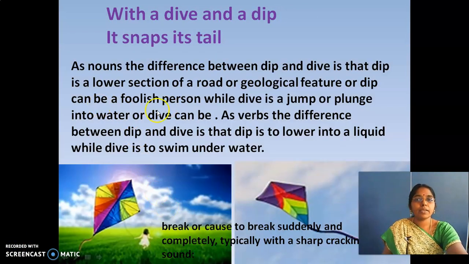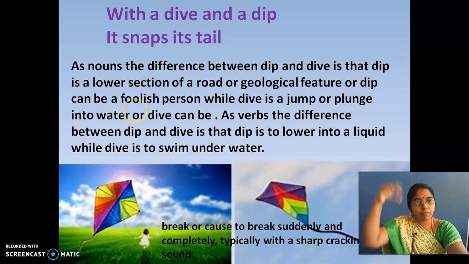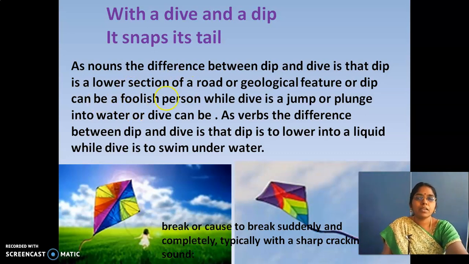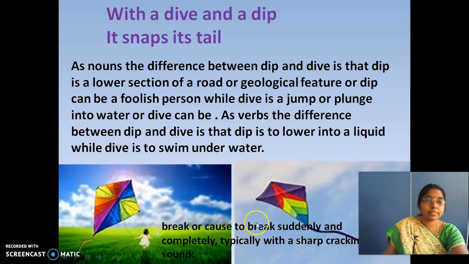Now, with a dive and a dip, it snaps its tail. Dip is the lower section of the road, and dive is the big jump from the higher portion. Okay, and as verbs there is a difference. Dip is to lower into the liquid and dive is to swim under the liquid, right? And snaps, what is the meaning of snap? Break or cause to break suddenly and completely, typically with a sharp crackling sound.